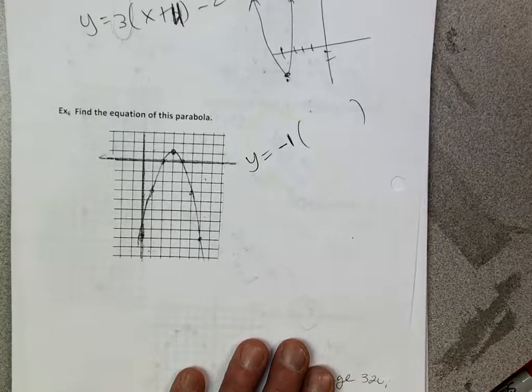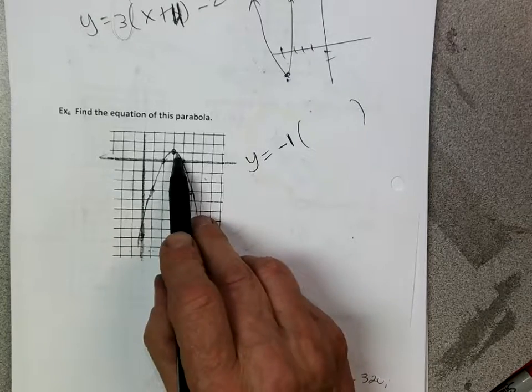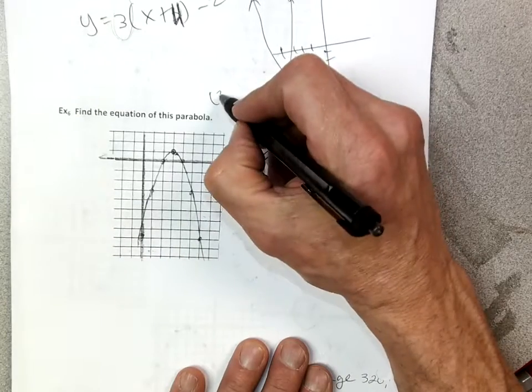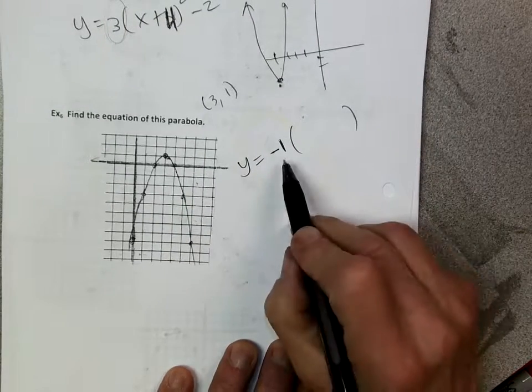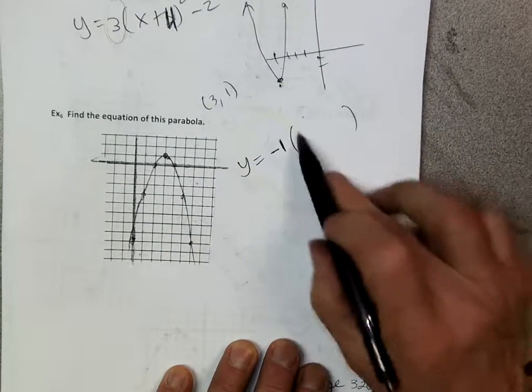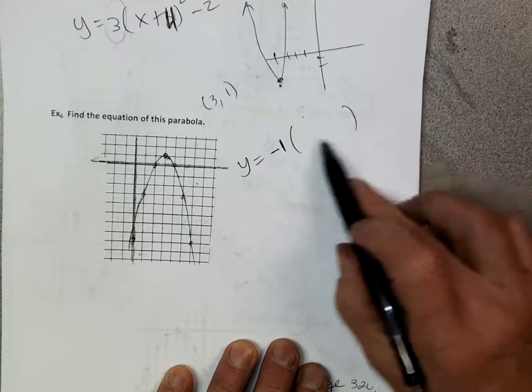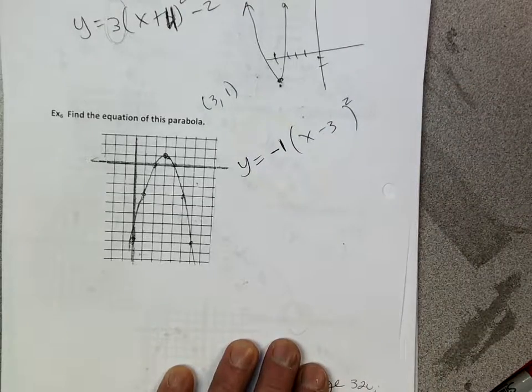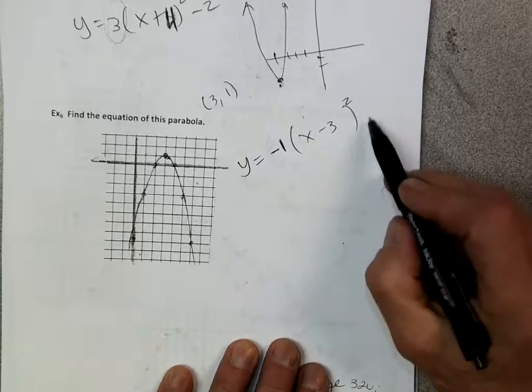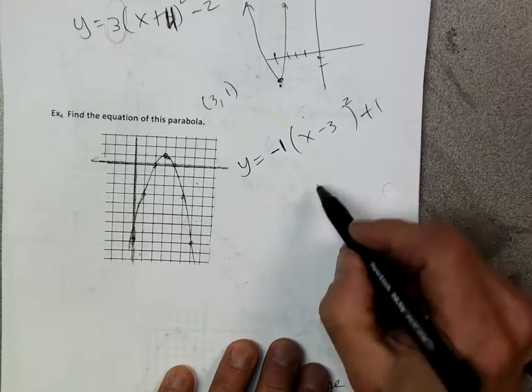Okay, where's the vertex? My vertex is at 3, 1, isn't it? I agree with the negative 1. So what goes inside of here? X minus 3. X minus 3 squared, right? It's got to be squared because it's a parabola. And then what? Nice. That's exactly right.